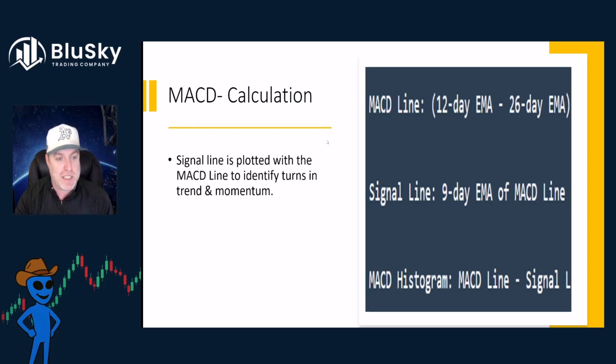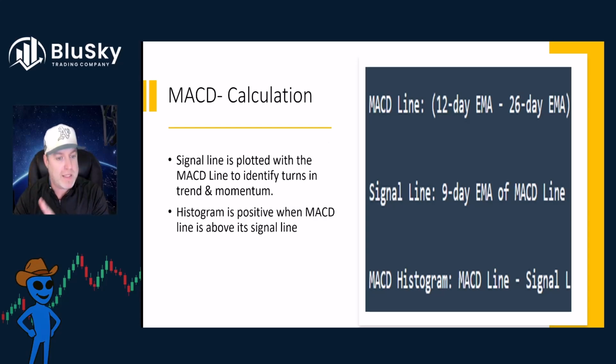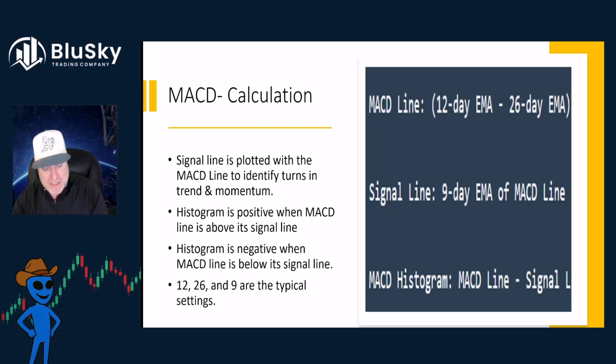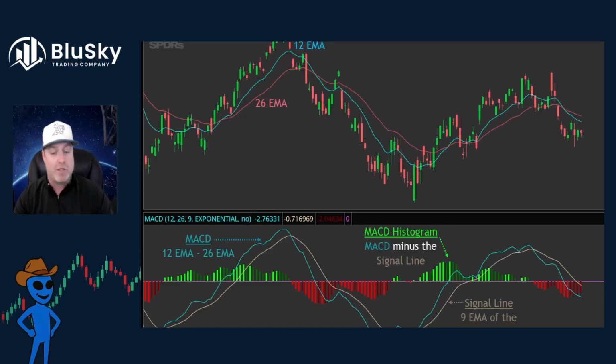And so when you're looking at the calculation, the signal line is plotted with the MACD line. Now, the histogram is simply the difference between the MACD line and the signal line. That's all the histogram does, it represents the visual difference in the momentum between the signal line and the MACD line. That's all it does.